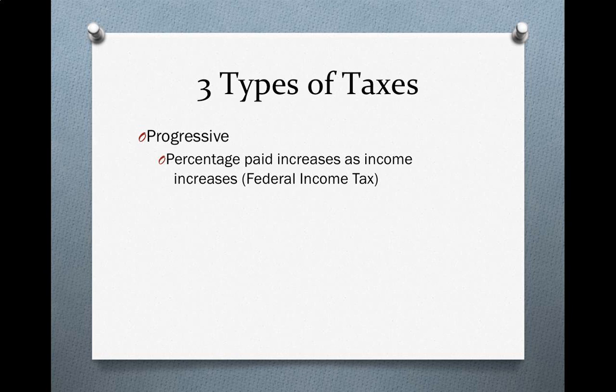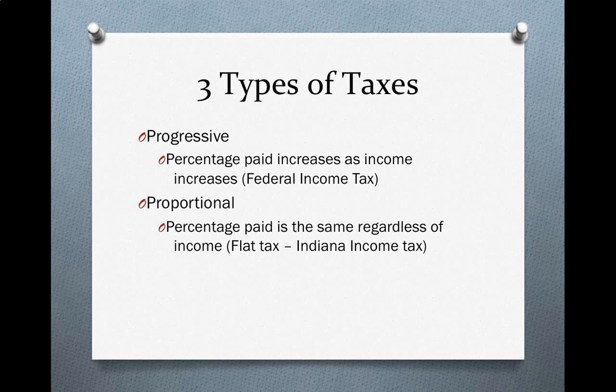An example of a progressive income tax is the federal income tax. If you're in high school and you make less than $10,000, you will get all of your federal income tax back. All the way up to if you are making the most money, they'll take 35%. So we have different tax brackets, but the more you make and the higher your income, the higher the percentage of your income they will take.